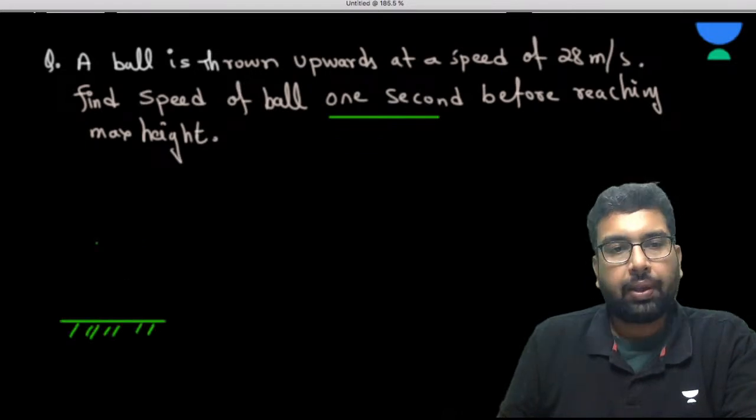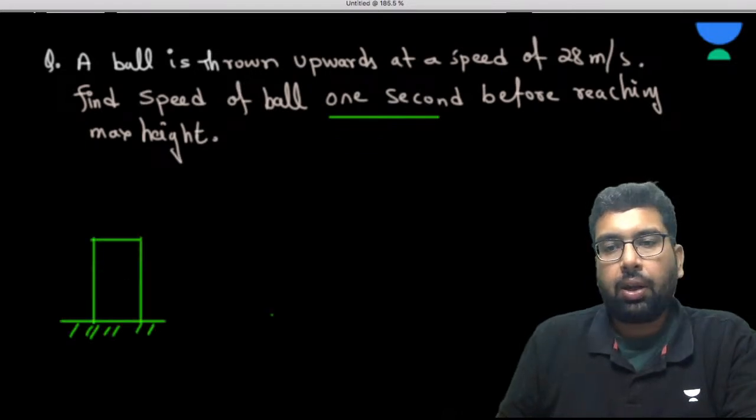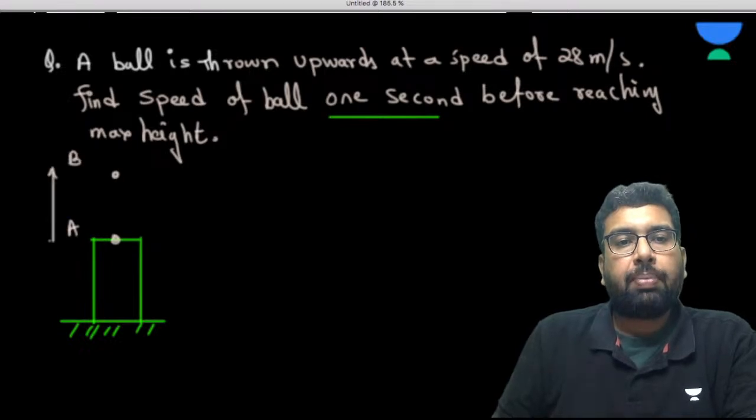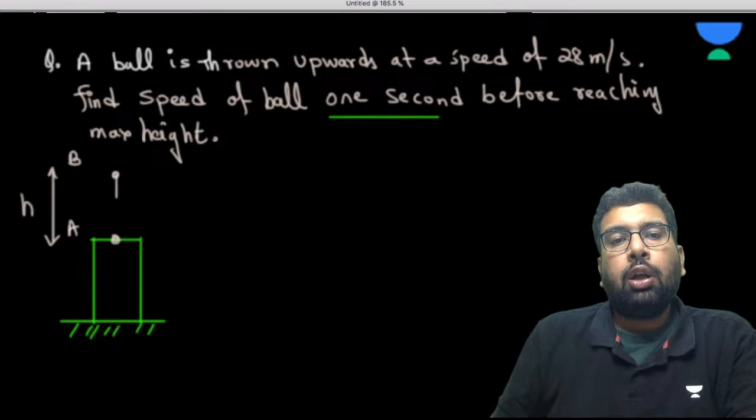Okay. Now please understand this. A ball is thrown upward. So let's suppose this is A and it reaches the maximum height at B. Now, 1 second before reaching maximum height.